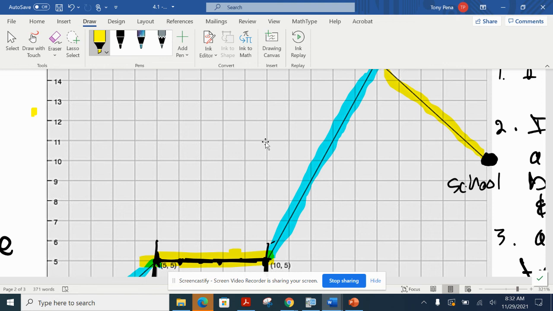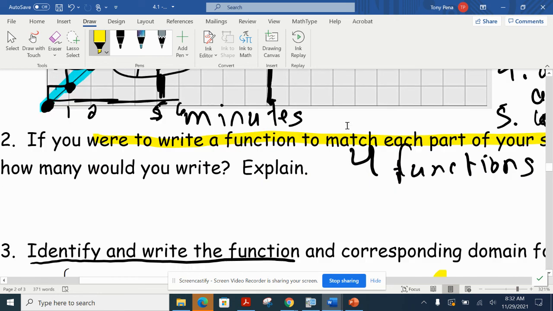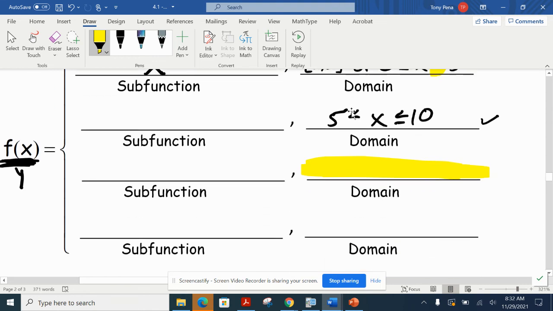All right, Omar, where did this blue one start? At what time? And when did it end? Okay, so we all know that. It starts at 10 minutes, it ends at 15 minutes. So now it's just a matter of writing it correctly. So how'd you write that, Omar?